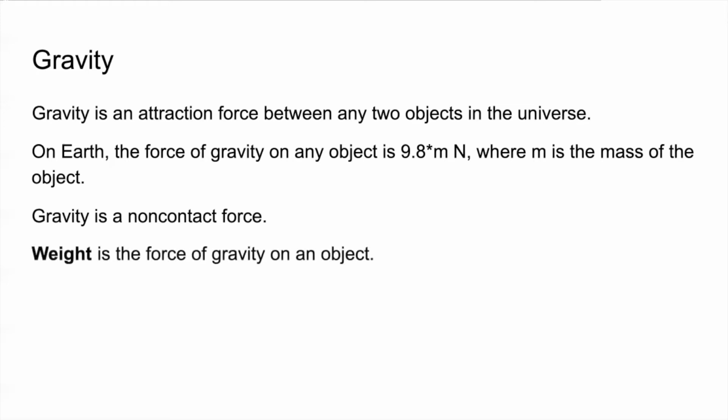Weight is the force of gravity on an object. So if the force of gravity on an object is 40 newtons, you could say that its weight is 40 newtons. And keep in mind that weight depends on where you're standing. So if you're standing on the moon, then your weight would be lower than the weight if you're standing on Earth, because the force of gravity on the moon is lower than the force of gravity on the Earth.